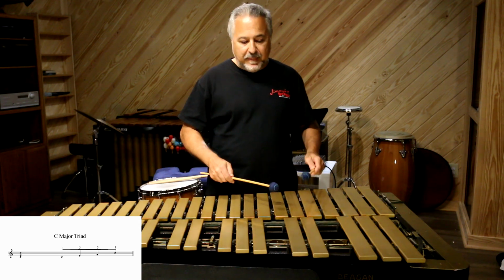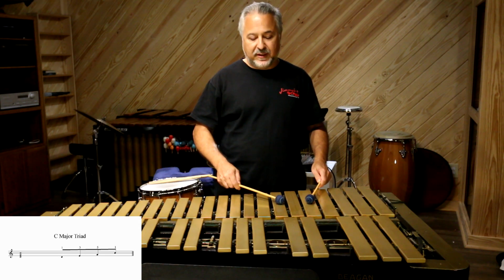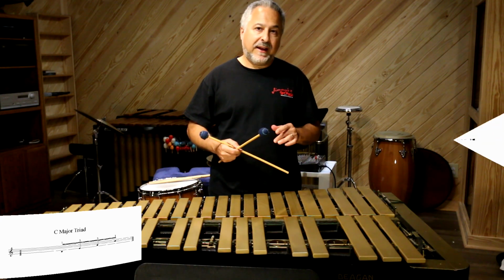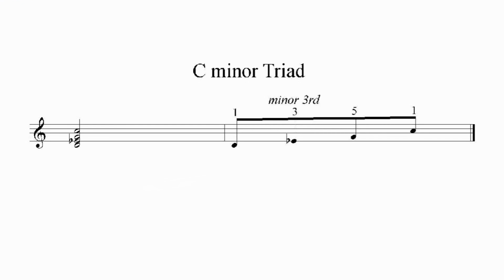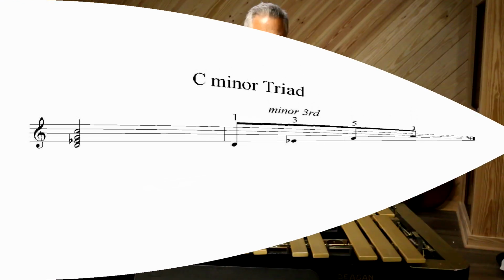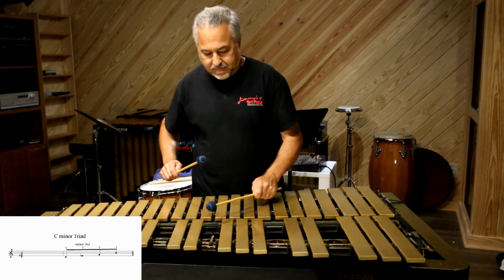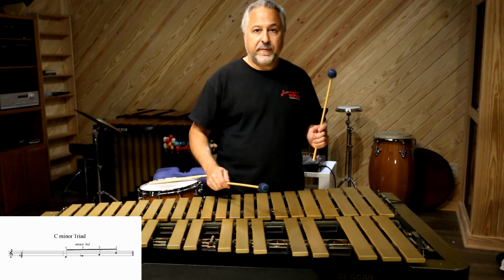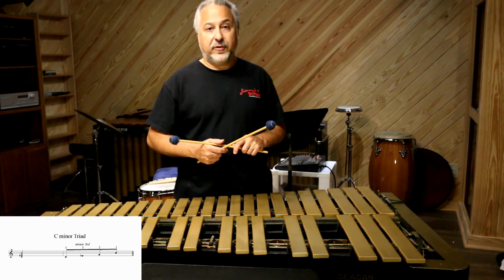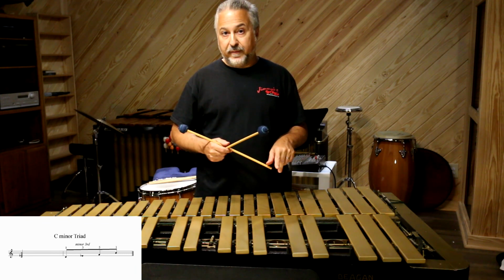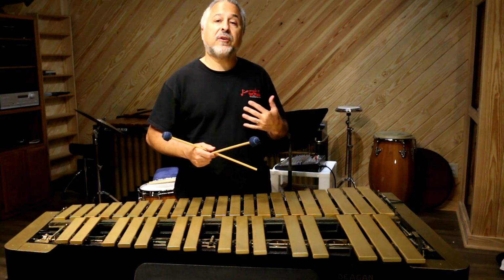So if I take that major triad, C, E, G, C, and I just move that third down one half step, from E would be E flat, and I change that, it sounds like this. And that's a minor triad. So all I'm doing is changing one note, and that's the third. All right? So the triads are a good thing to start with.